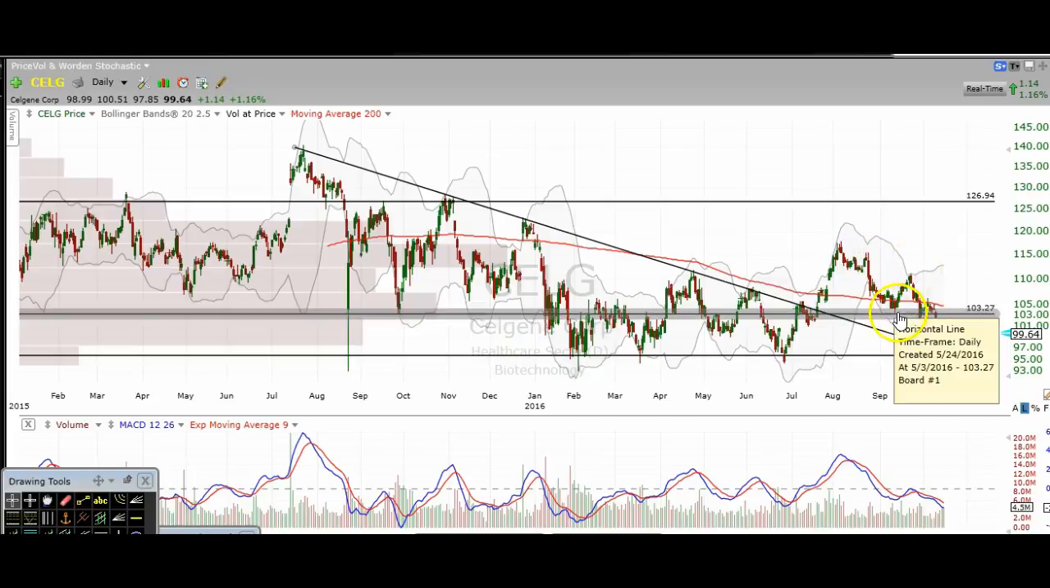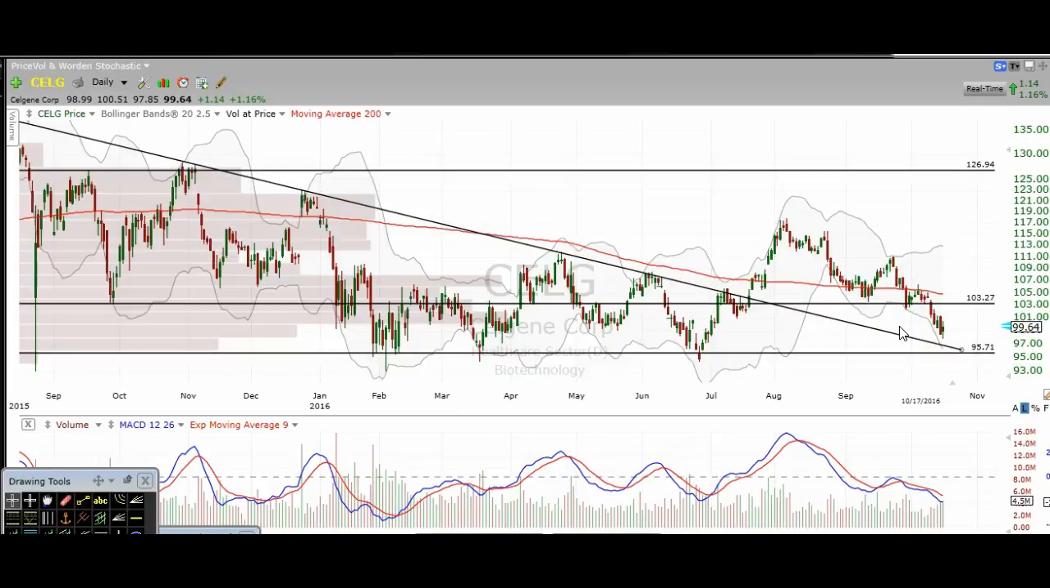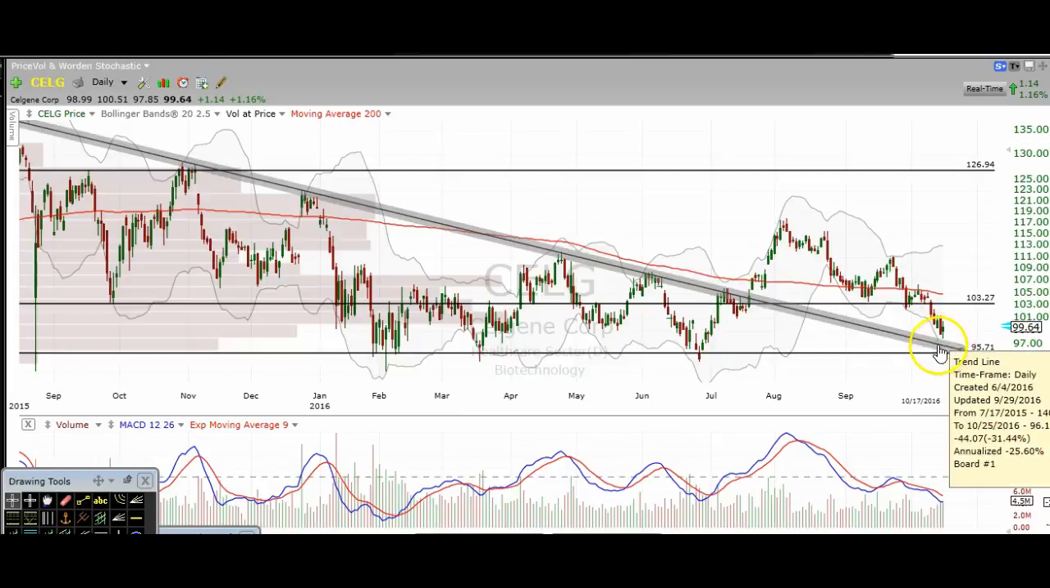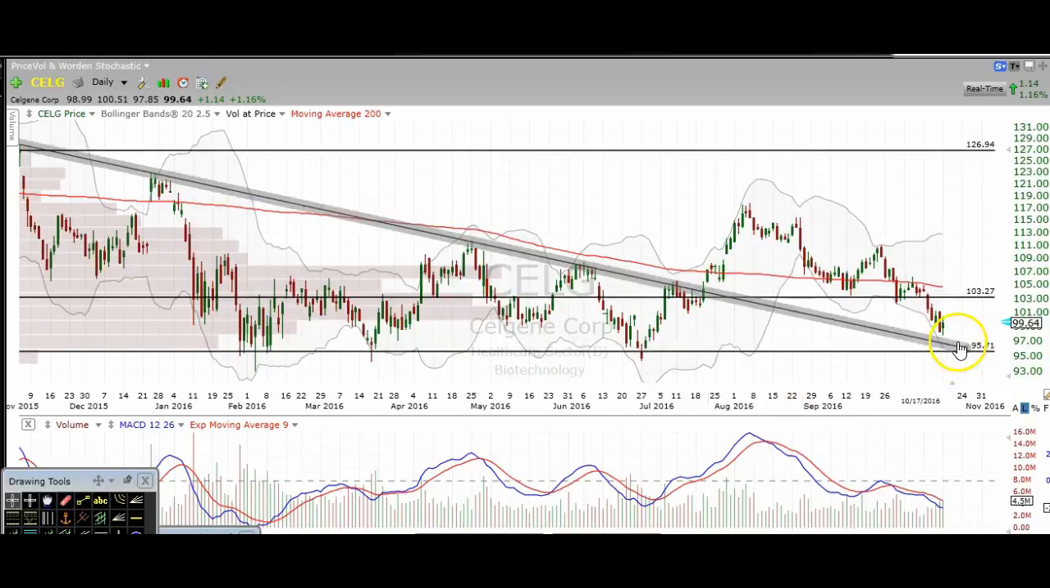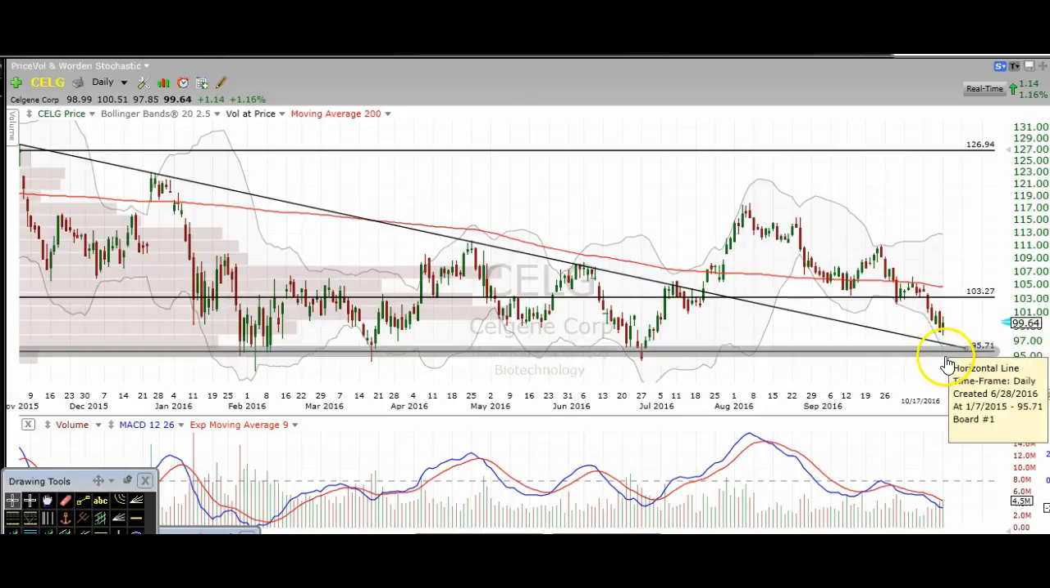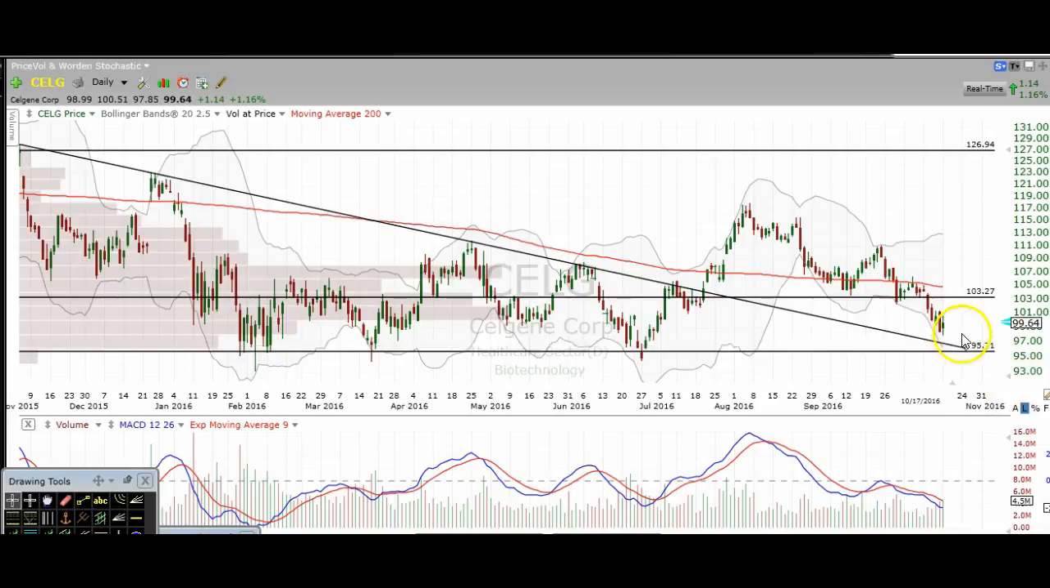We broke these lows, but now we're coming into a retest of this downtrend line as well as these previous lows. So this is a potential bounce zone here for CELG. If it doesn't bounce right here, then that's going to be trouble, but more than likely it at least gets a short-term bounce on the retest of that trend line as well as the support. So be aware of these levels on CELG and you should do just fine.